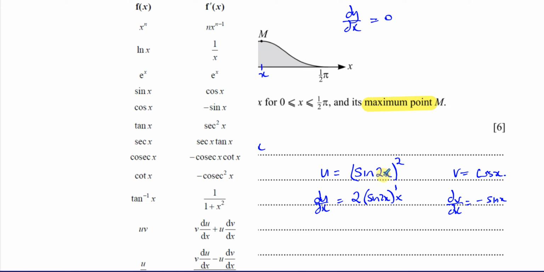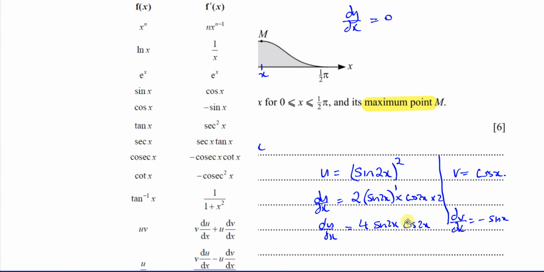If you differentiate sine 2x, you're going to get 2 times cosine 2x, because you're going to use the chain rule again. The differential of sine 2x gives you cosine 2x, and the differential of 2x gives you 2. So we're left with basically 2 times sine 2x times cosine 2x times 2. That's what's happened there. So let's write this out in its simplified form. du/dx is going to be 4 times sine 2x times cosine 2x, and dv/dx is minus sine x. So I'll just put that a bit lower.